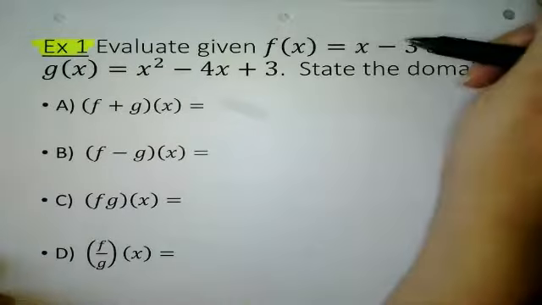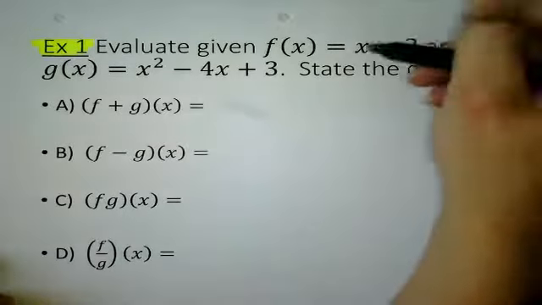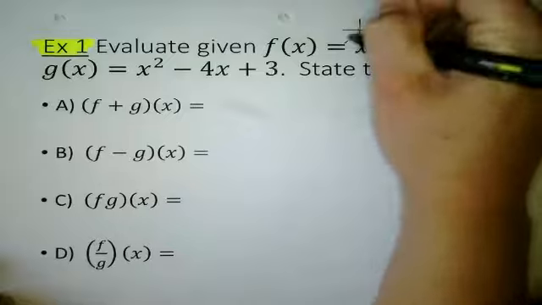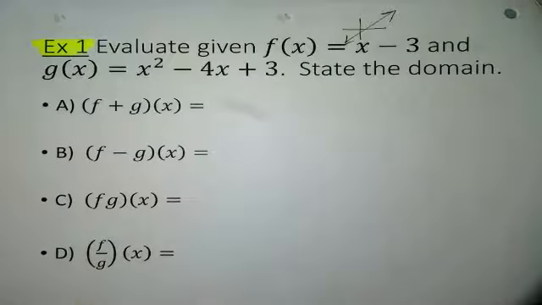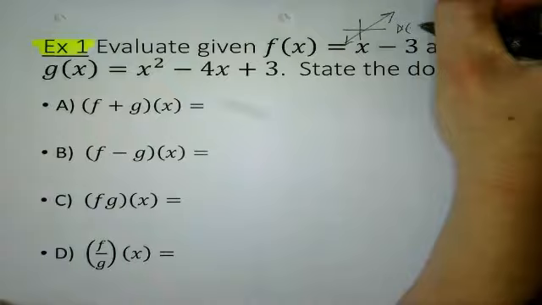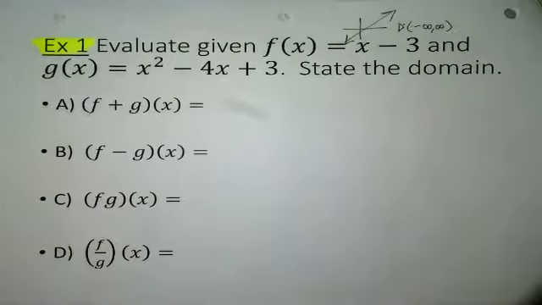For each of these, just to get started, f of x here is a line. If we were to graph it, it looks something like this. It's got a y-intercept of -3. The domain for this is all real numbers, -infinity to positive infinity.